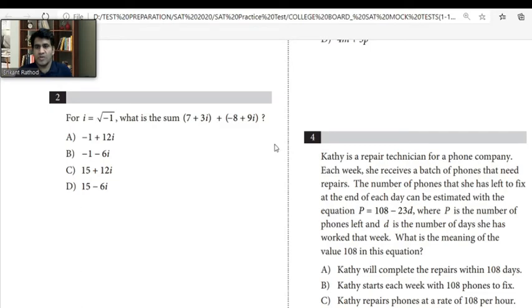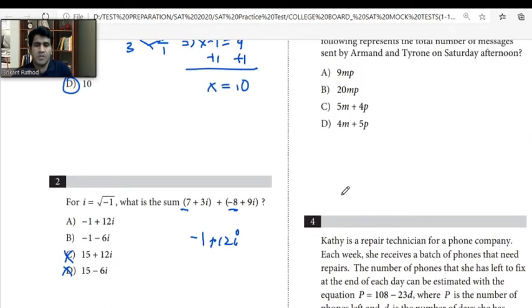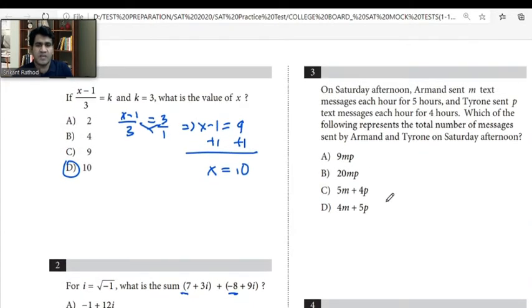For i equals the square root of negative 1, what is the sum? When they are asking you for the sum, add the like terms. 7 minus 8 is going to be negative 1, so C and D cannot be your answer. 3i plus 9i is going to be 12i. Sometimes they ask you just for one of the terms, so by doing just the first step itself, you may get the answer.